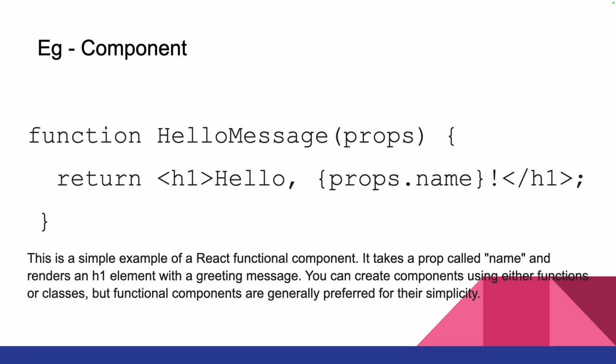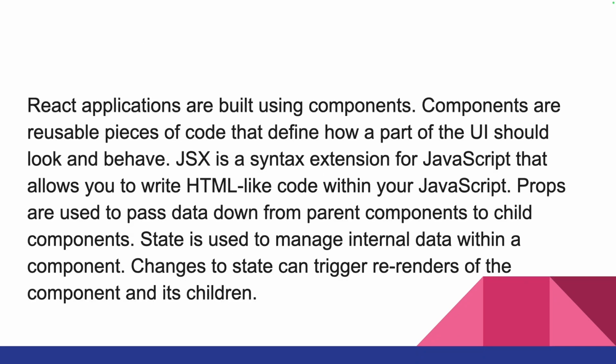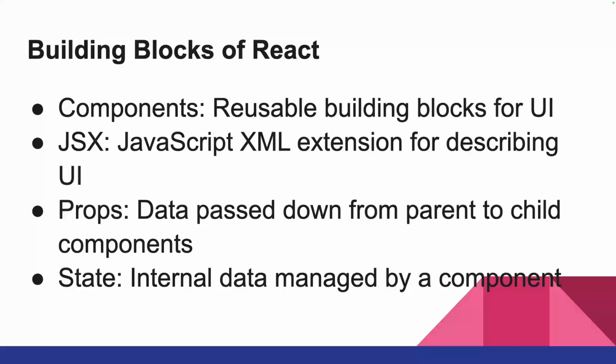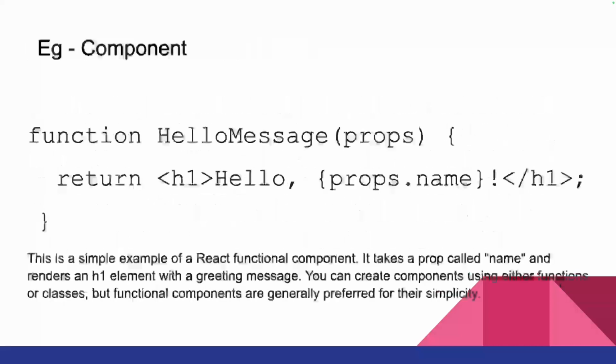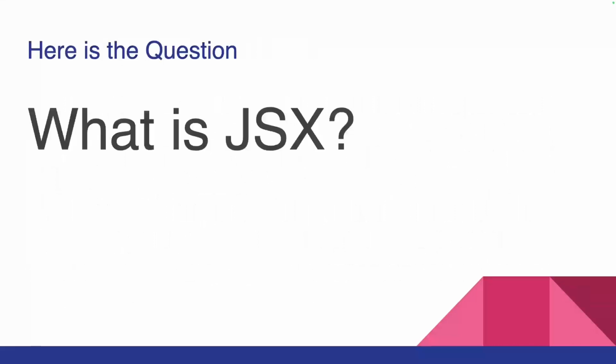So this is a basic component function. Hello message, props, hello props name. Props, as we discussed here, pass data down from parent to children. If this component is used by any other parent component, they usually pass some name attribute into this component. This is an example of a React function component.